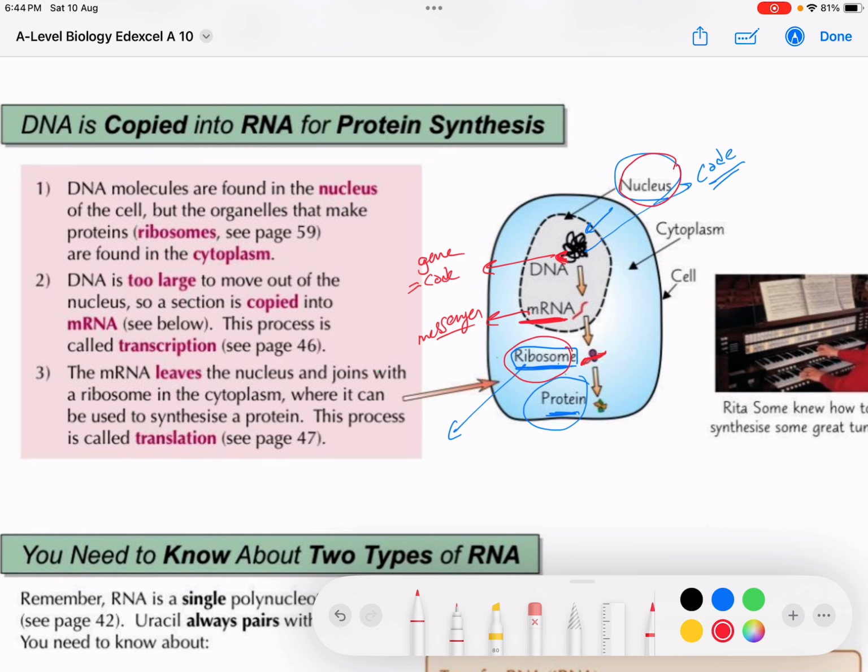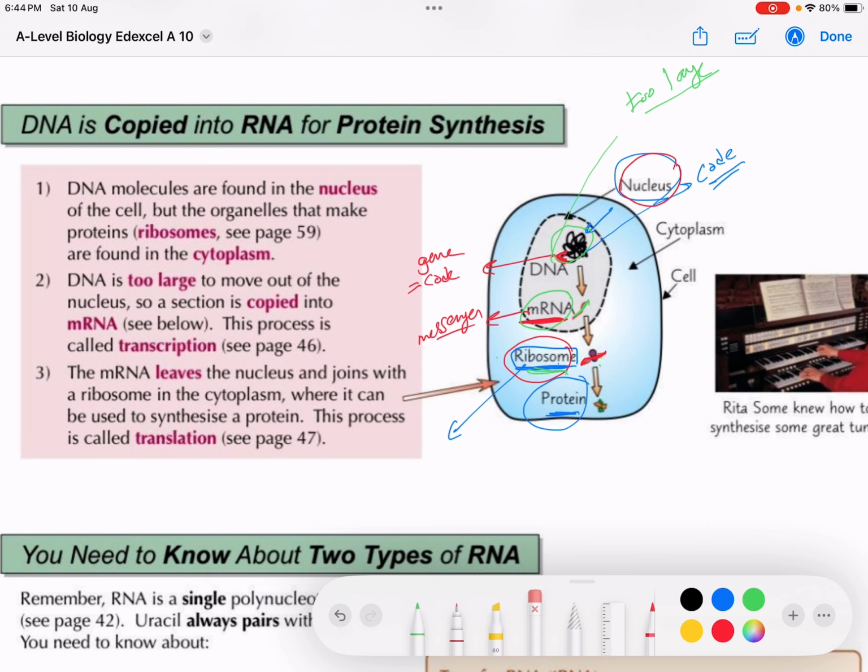Now, a question: why can't the DNA just leave the nucleus and go to the ribosomes? Because the DNA is too large. The DNA is too large to leave the nucleus. However, the messenger RNA, which is just a copied part of the DNA, okay? This copy is a small single strand that can leave the nucleus to the ribosomes where protein synthesis can start.